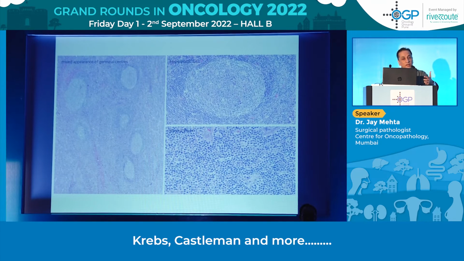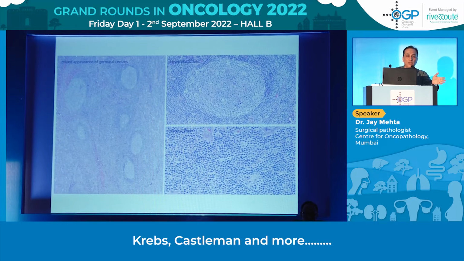So on high power or intermediate power, what you're seeing is a mixed appearance of germinal centers. Some of them are actually hyperplastic here, and some of them are regressed or atretic. On the right side here is the hyperplastic germinal center with prominent mantle zones arranged in an onion peeling pattern. And on the bottom right side is the interfollicular region showing sheets of plasma cells.